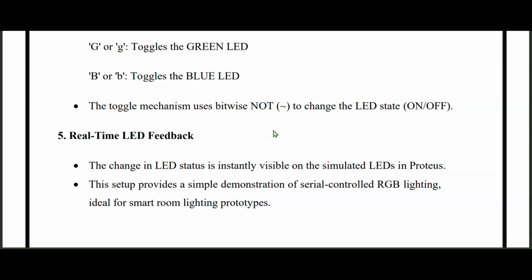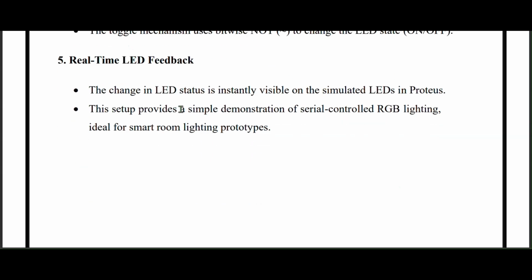So we have given two operations, on and off. This toggle mechanism uses a NOT operator to change the state from on to off. And the real-time LED feedback: the change in LED status is visible on the simulated LEDs in Proteus. This setup provides a simple demonstration of serial controlled RGB lighting, ideal for smart room lighting prototypes.